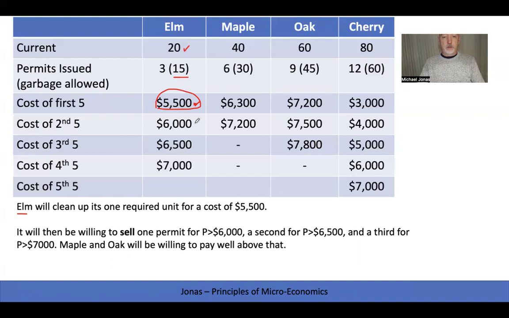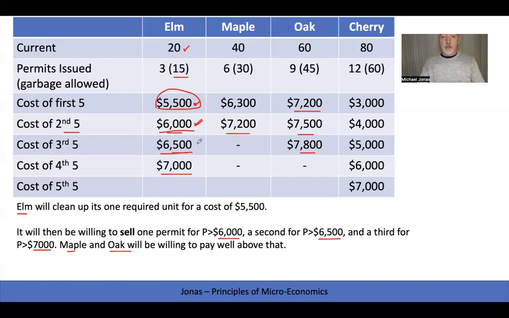So that next choice, right? That second group of 5, Elm is going to be willing to sell the permit for any price greater than $6,000. The next one, it will sell that permit and do the cleanup for any price over $6,500, covering its cost. And then lastly, it'll sell its final permit for any price greater than $7,000. So looking at the next 2 columns, we see all these numbers greater than 7,000, likewise greater than 6 and 6,500. Those are going to be the willingness to pay on the demand side.